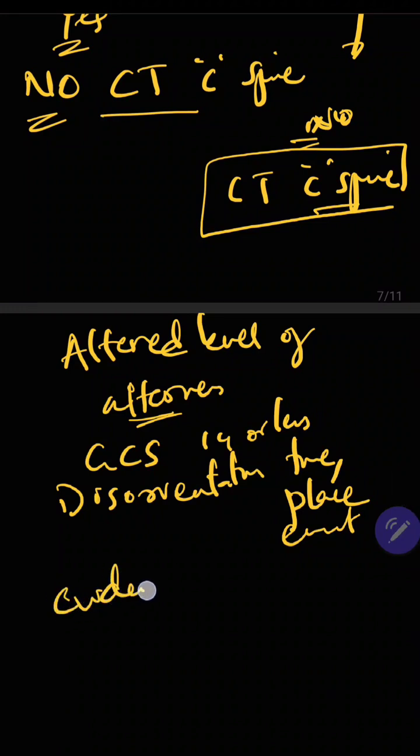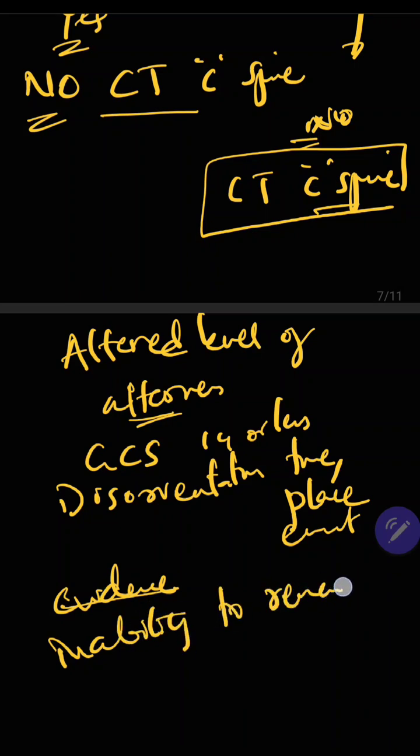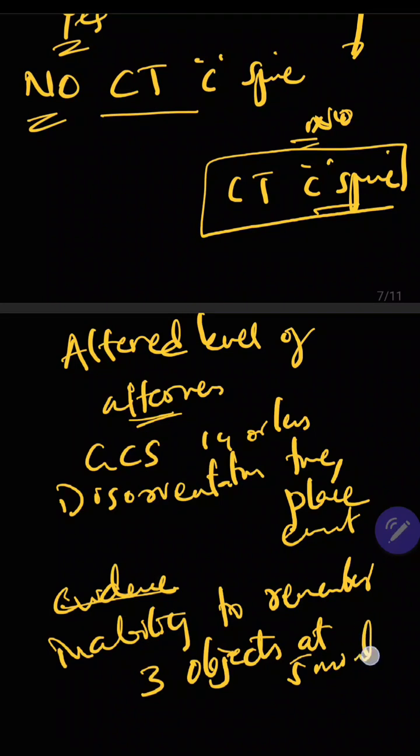And one more thing, like inability to remember three objects at 5 minutes. If he's having inability to remember three objects at 5 minutes, then definitely you have to do the CT C-spine, right?